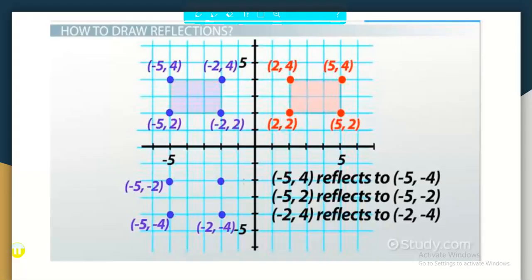Follow the same method as before, reflecting each vertex and then joining up the image points. Make sure the image points are the same distance from the mirror line as the original ones. You measure this distance perpendicular to the mirror line.